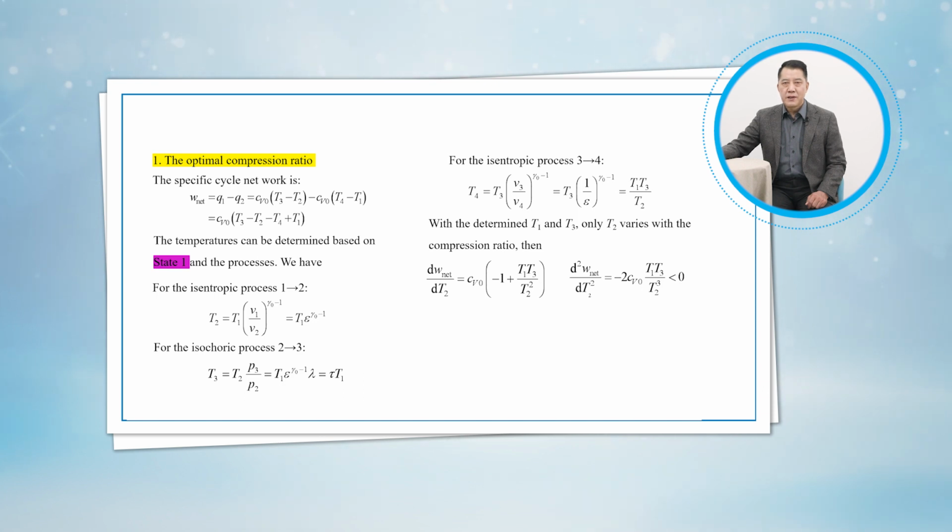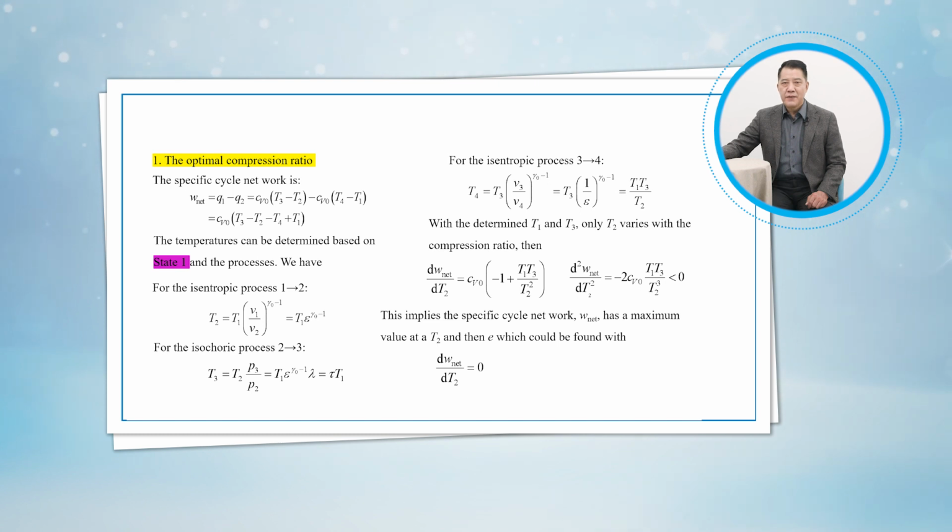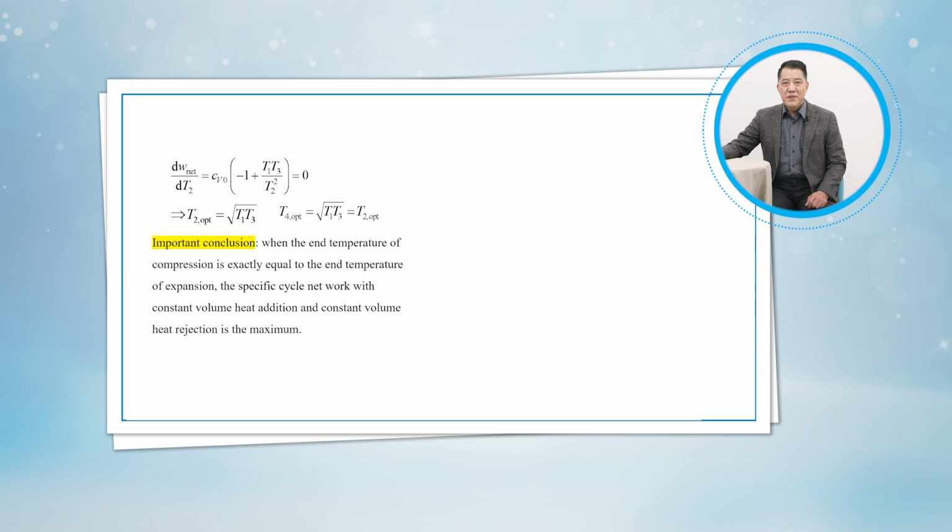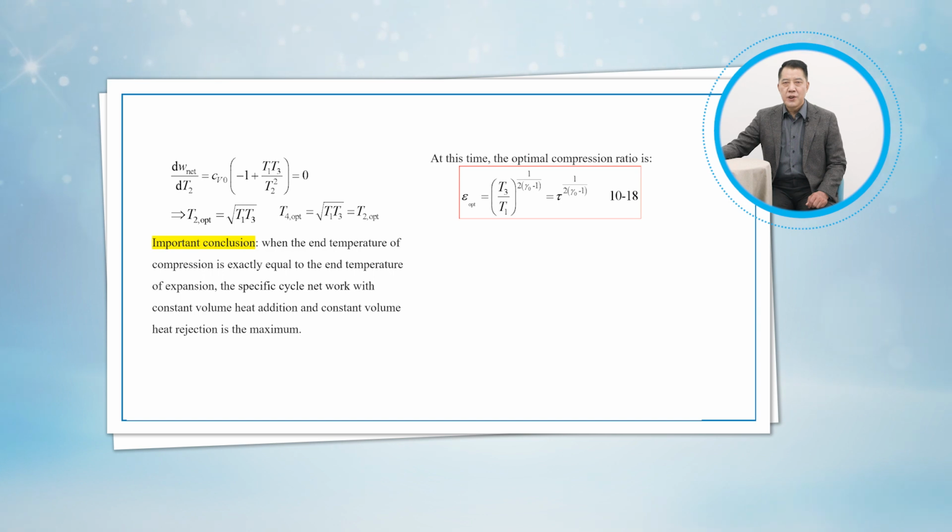Then we take derivatives. This implies the cyclic specific net work W_net has a maximum value with respect to T2, and then the compression ratio, which could be found by setting the first-order derivative to 0. The solution then is, and from these results, we have important conclusions. When the end temperature of compression is exactly equal to the end temperature of expansion, the cyclic specific net work with isochoric heat addition and isochoric heat rejection is the maximum. At this time, the optimal compression ratio is, this is equation 10.18.